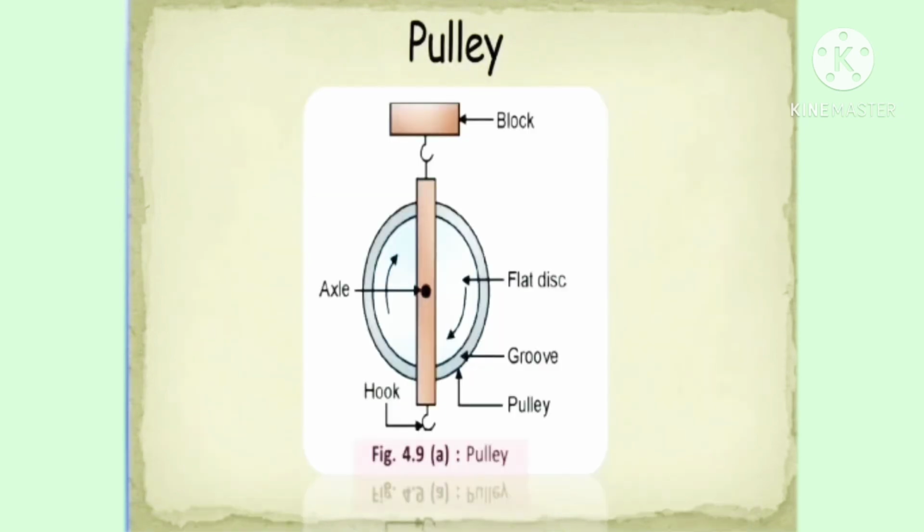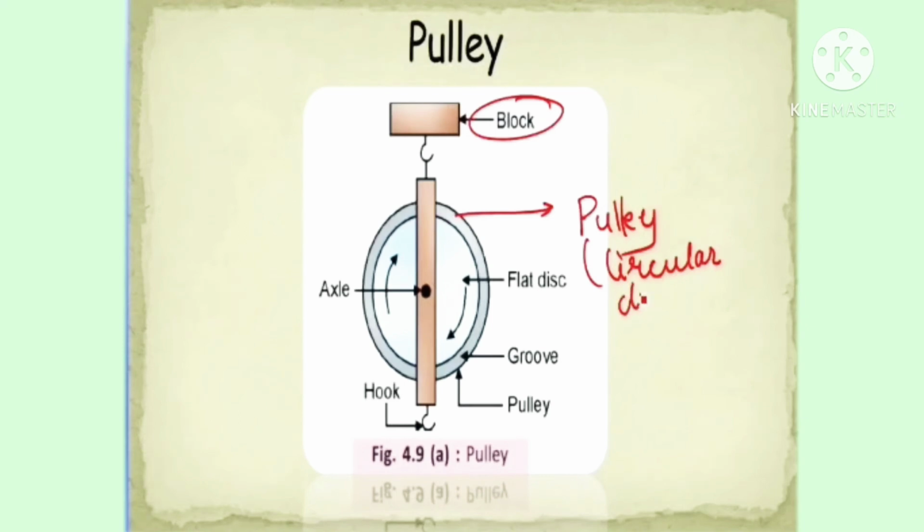Now let's see various components of pulley. For a pulley, we need to attach it somewhere, so we defined a term called block. We have a circular disc here, right? So we call this circular disc our pulley. This is the circular disc we are talking about in our definition.